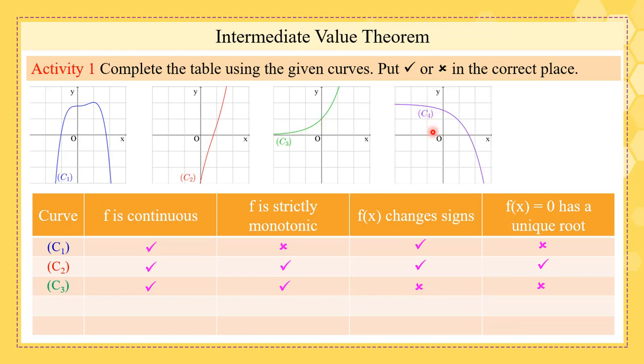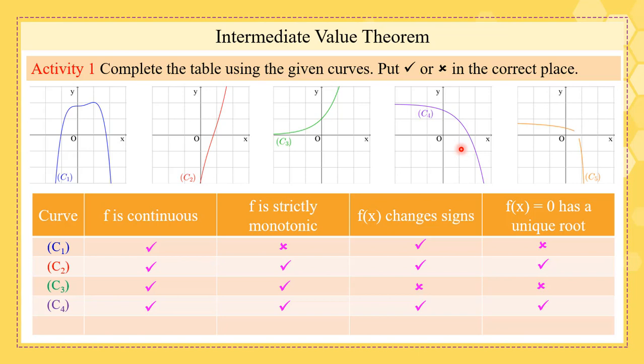The fourth curve: f is continuous, f is strictly decreasing. See? F of x changes signs. It's positive, then it becomes negative. And f of x equals 0 has a unique root.